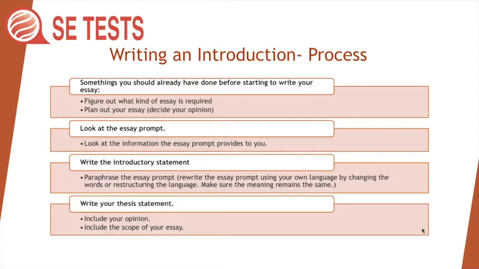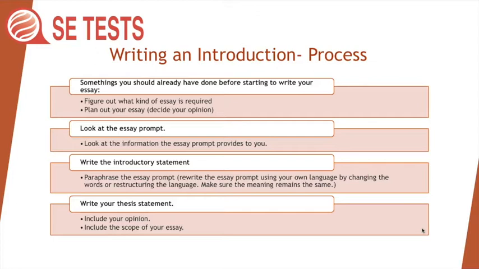Look at the essay prompt. Look at the information the essay prompt provides to you. Then you need to write the introductory statement. So paraphrase the essay prompt. You'll rewrite the essay prompt using your own language by changing the words or restructuring the language. Make sure the meaning remains the same, so you don't want to change the meaning.